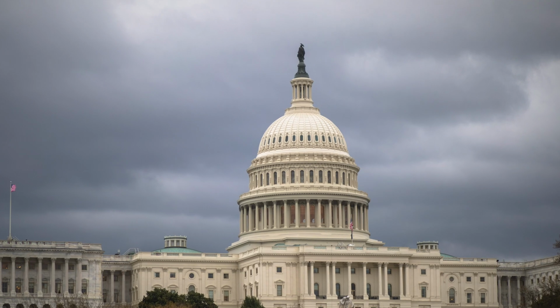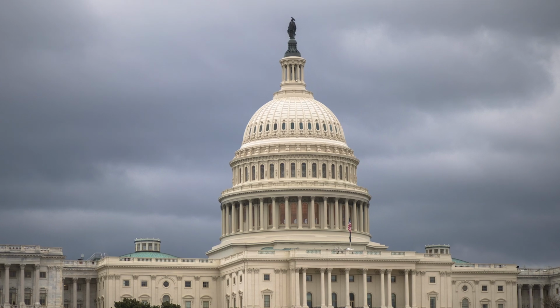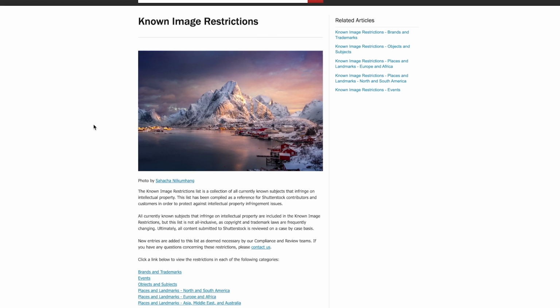If your image is taken on a recognizable property of some sort, you will probably need a property release form, unless it's some sort of major tourist attraction that's not on Shutterstock's restrictions list. Definitely always check that list. Or a random place that cannot be identified. Properties can get really tricky.